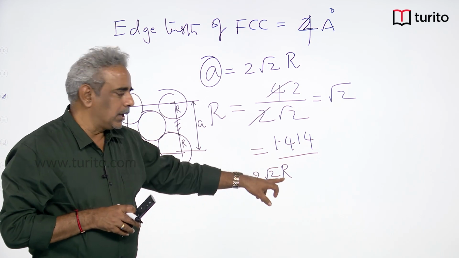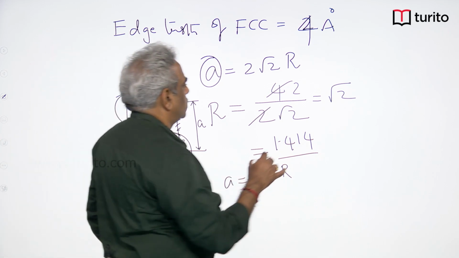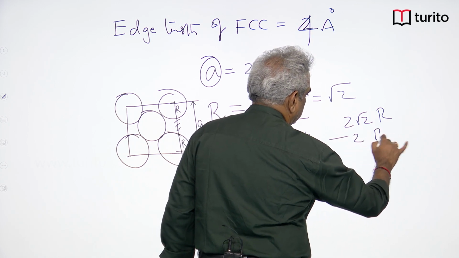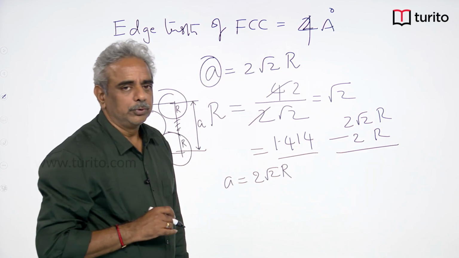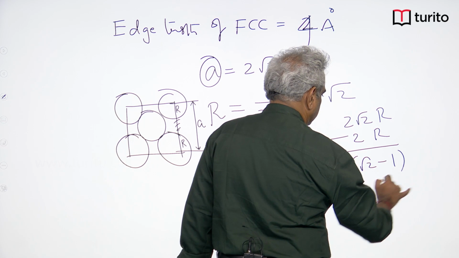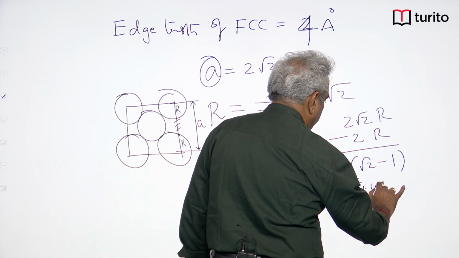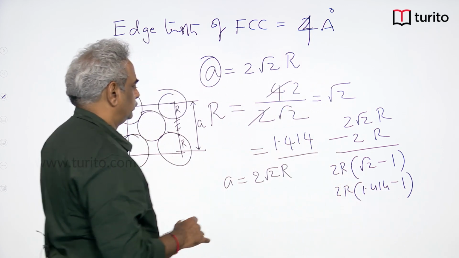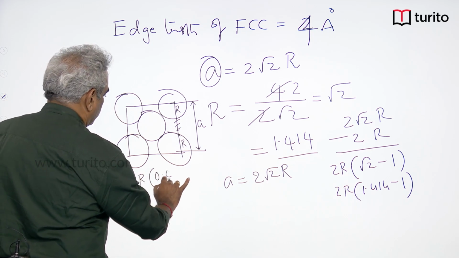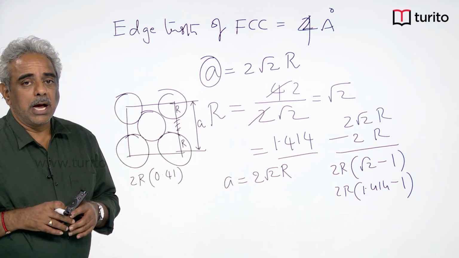Out of 2 root 2 R, 2R is occupied. So, subtract. The unoccupied length, 2 root 2 R minus 2R, will give me how much? 2R common, root 2 minus 1. So, 2R into 1.414 minus 1, so 2R into 0.41. What is this length? This is the unoccupied length.